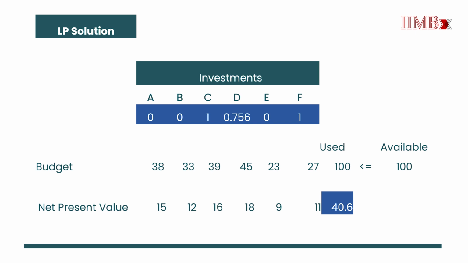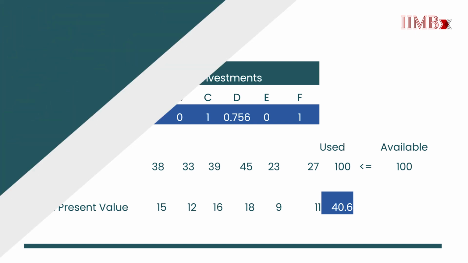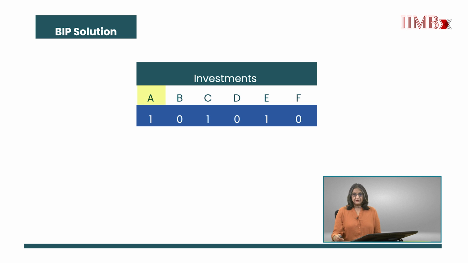And this is what you should get. You will be taking project A, project C, and project E. Those are the ones which are now taking a value of 1, while B, D, and F are now taking a value of 0. So those are the projects that you don't take. Very different solution from what we saw earlier without the binary restriction.